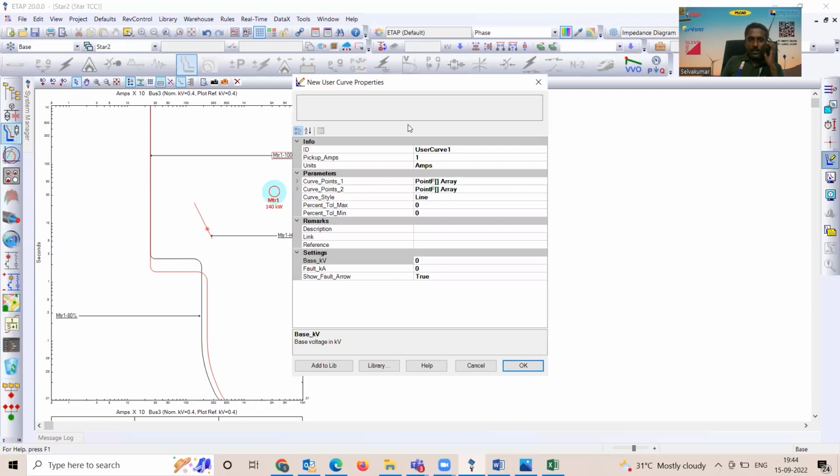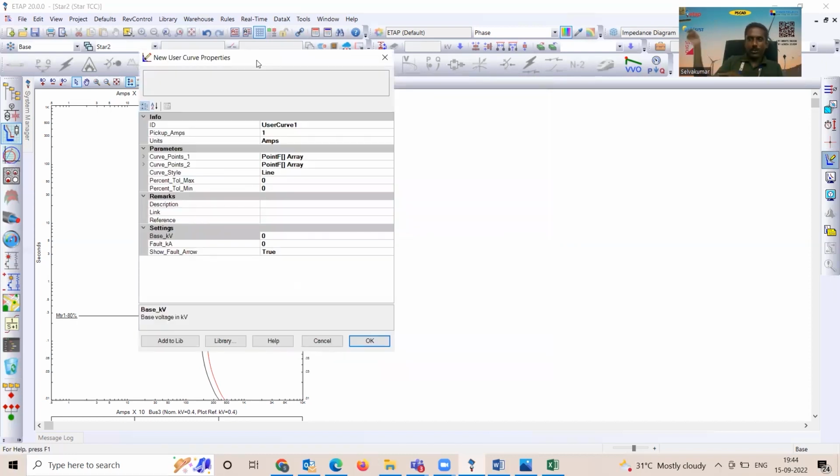When you open the user curve, drawing it manually is not practically possible. So you need to do a dynamic motor starting study and get the time versus current characteristics of the motor during starting, and bring it in as a curve here by means of curve points. For example, you perform a dynamic motor starting study, export that to Excel, and import it here, and then you will get a curve.